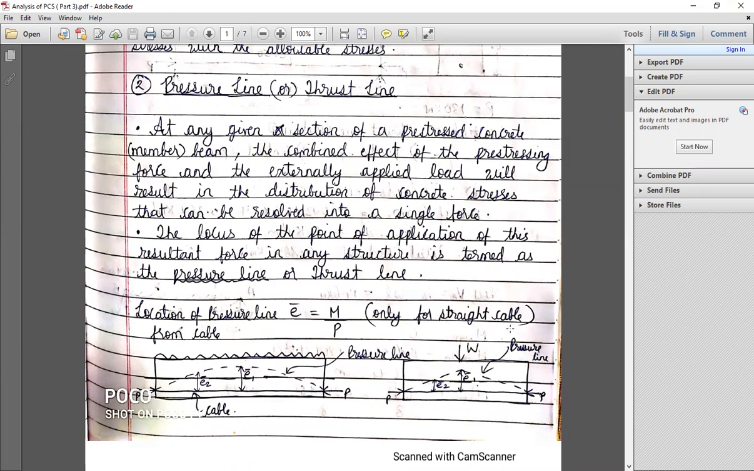This is only for a straight cable I'm talking about. Okay, is this clear, everyone? What is the pressure line? It is nothing but the position of application of the resultant force. So we basically have to find out its position or location. So now let us see one numerical, then you will understand. So let us go for the numerical now.